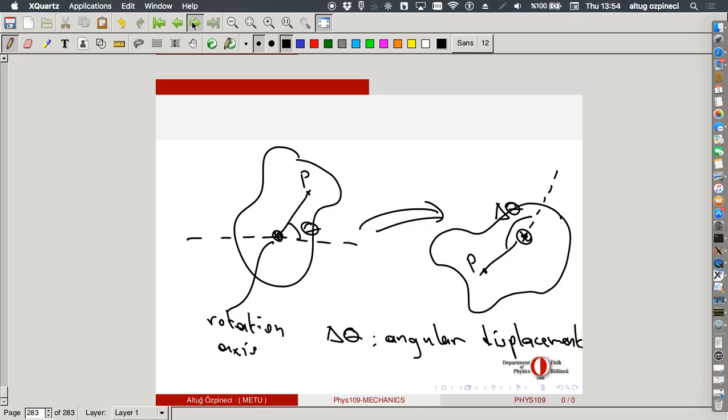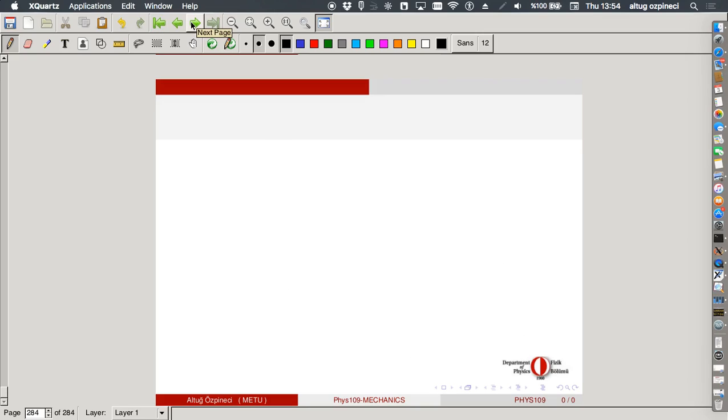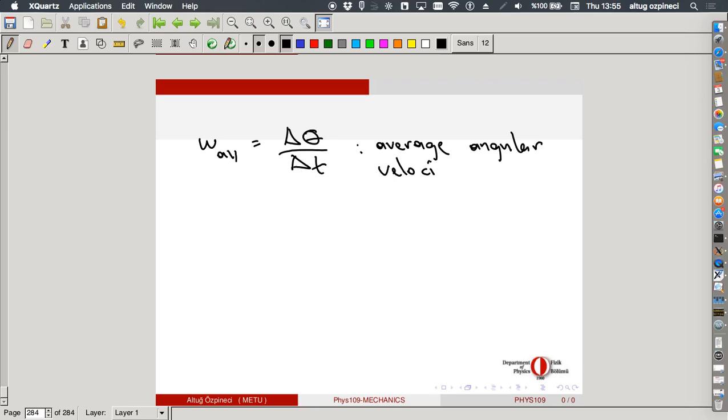Now, once we have this angular displacement, the remaining definitions, like the angular velocity and the angular acceleration, just follow the one-dimensional analog. So we will define the average angular velocity to be our angular displacement divided by delta t. This is the average angular velocity. Now for the instantaneous one, you just take the limit as delta t goes to 0. Now you can talk about the change in the angular velocity.